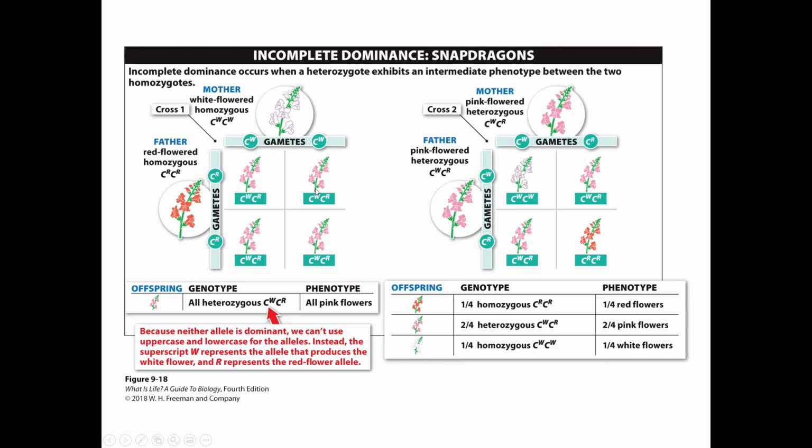Now, if we were to cross two pink snapdragon plants, meaning both are heterozygous, meaning they're C superscript W and C superscript R, we see that we end up with a 1:2:1 genotypic ratio, with one individual being C superscript W, C superscript W, two individuals being C superscript W, C superscript R, and one individual being C superscript R, C superscript R. The individual homozygous for C superscript W ends up being white. The individual that is homozygous for C superscript R ends up being red, and the two heterozygotes end up being pink like the parents.